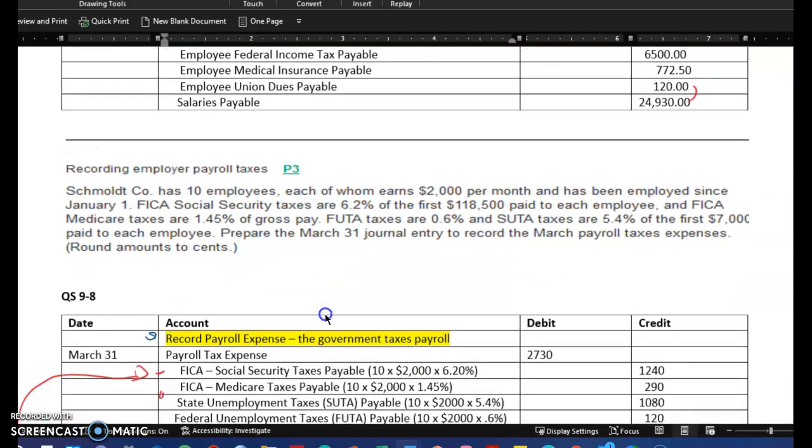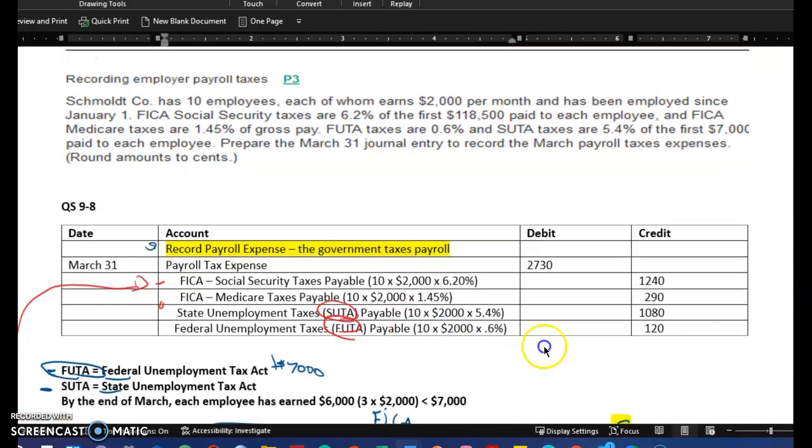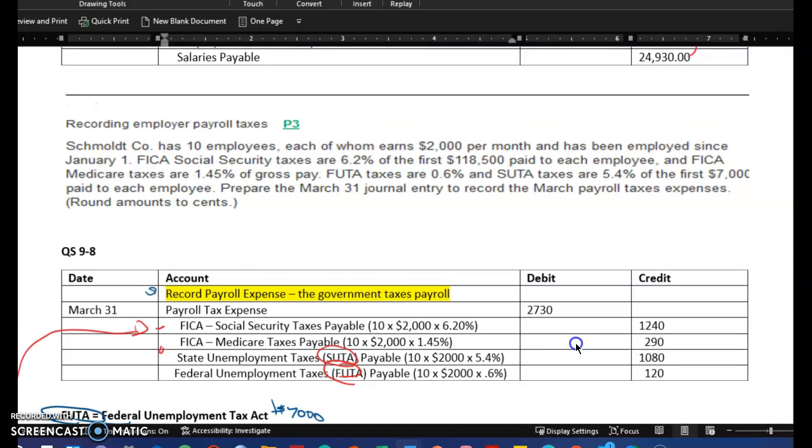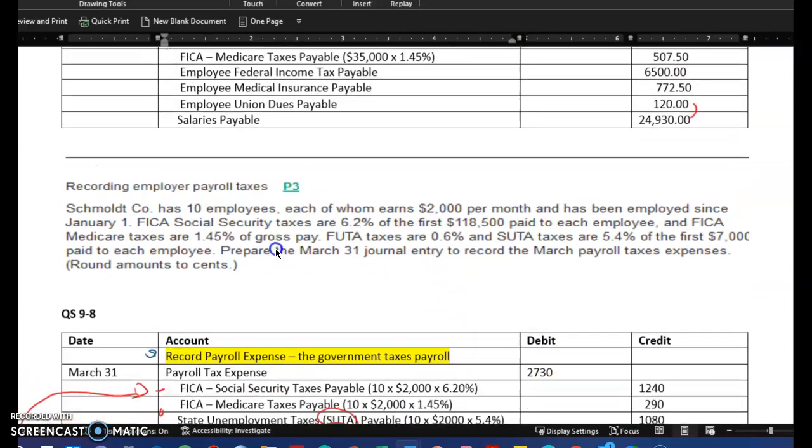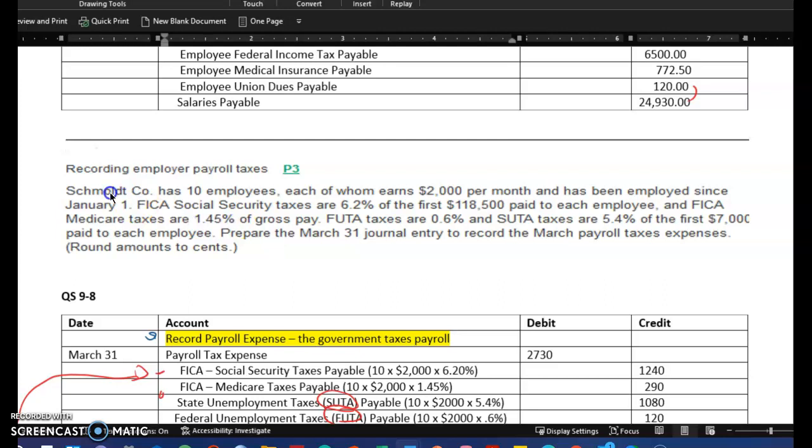It's pretty straightforward. Now the matching, I'm going to show you a pretty cool trick. No, I'm sorry, this is a different problem. All right. So Schmoll has 10 employees. That's very important to know. Each of whom earns $2,000 per month and has been employed since January 1st.